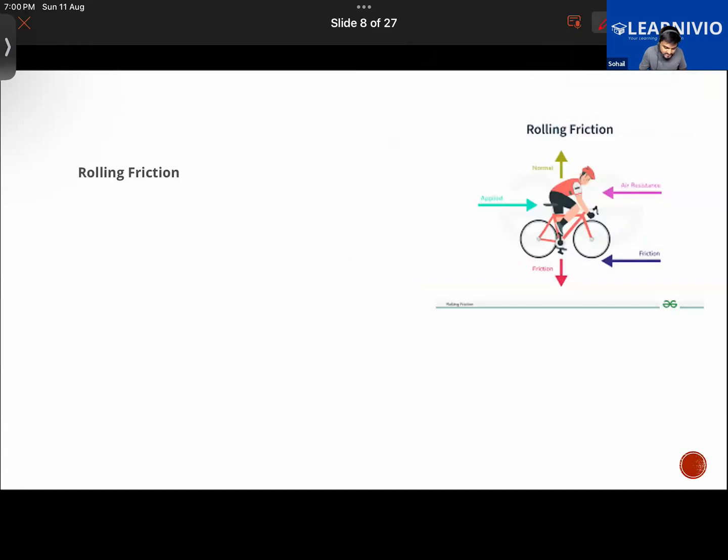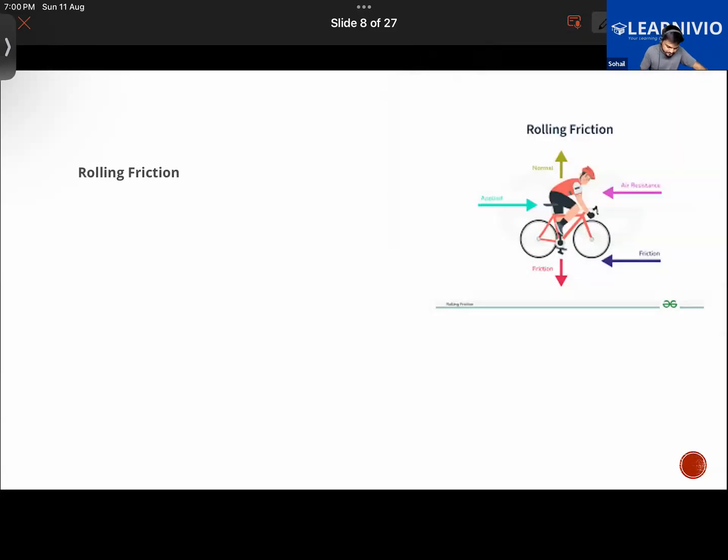Now, let us learn about rolling friction. With the help of this bicycle, you can get an idea about rolling friction. Here, the wheel of the bicycle is rolling over the road, rolling over the surface. So whenever an object rolls over another object, rolling friction comes into existence. Getting it?